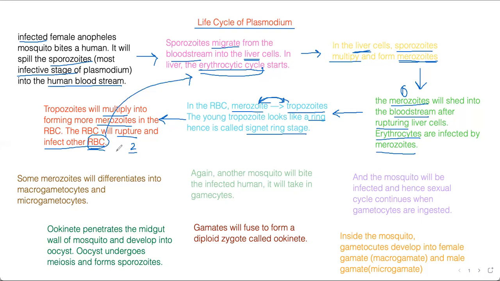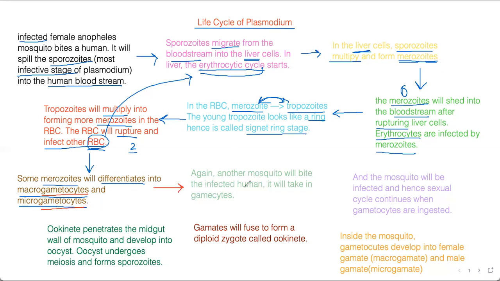But if it does not go and infect another RBC, it will stay in the bloodstream, and those merozoites will later differentiate into macrogametocytes and microgametocytes. So hence, what is formed? Gametocytes are formed. One being macro and the other being micro.